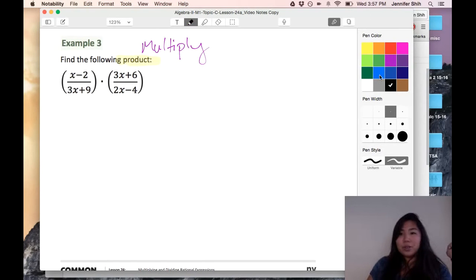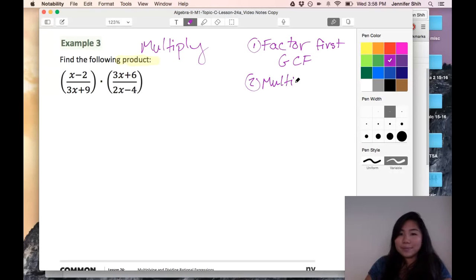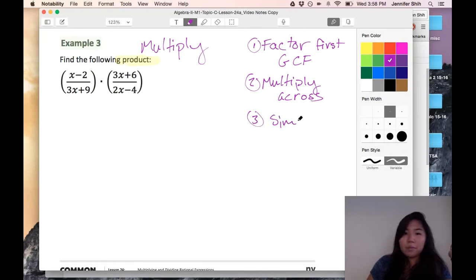Now what we're going to do is, I like this purple pen. We are going to factor first. I recommend factoring as much as you can, and then multiplying the terms across. So factor first. Usually it's going to be a GCF, just like a greatest common factor, and then multiply across. And then we're going to simplify. Okay, x minus 2.